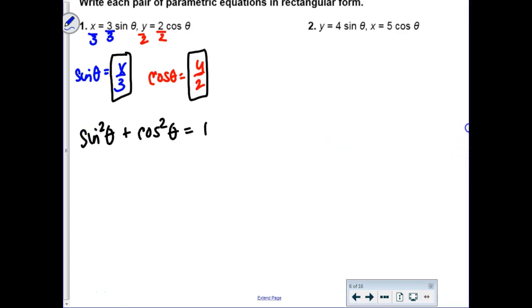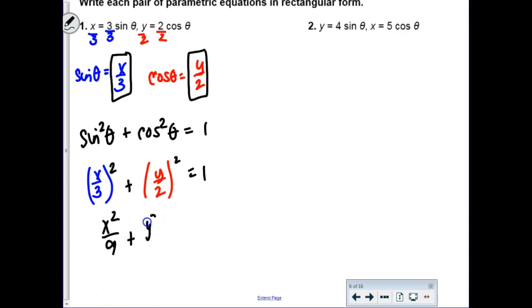So instead of saying sine squared, let's call it x over 3 squared. And then instead of saying cosine squared, let's call it y over 2 squared. All right, just a little bit of simplifying and then we're done. Squaring fractions, you can square the numerator and denominator separately. So this is x squared over 9. This is y squared over 4 equals 1.